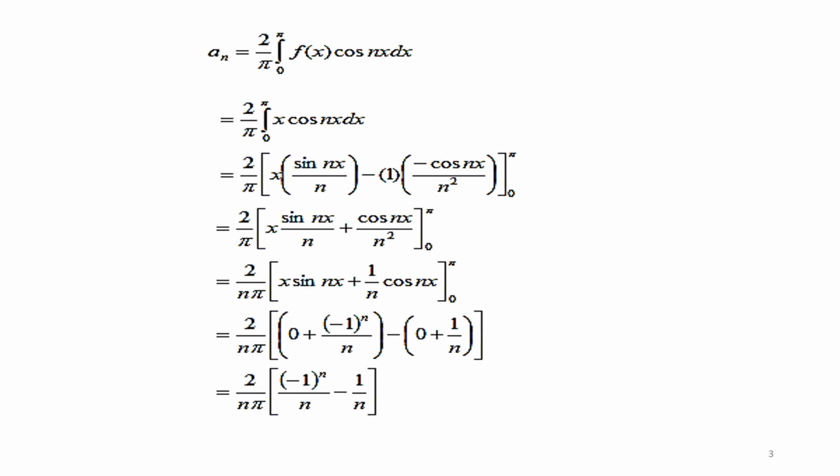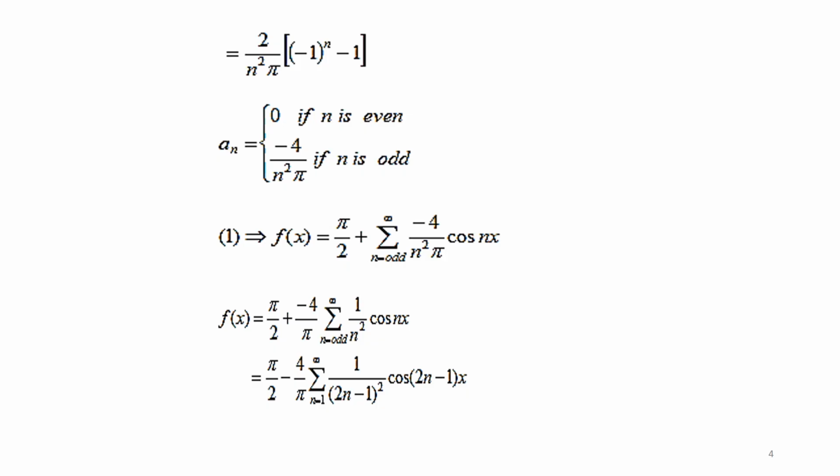Likewise, you have to find the value of a n. What is the formula of a n? 2 by pi integral 0 to pi f of x cos nx. So what is the value of f of x? x cos nx. It is in the form of uv, so use Bernoulli's formula. u is equal to x, u dash is equal to 1, and v is equal to cos nx, v1 is equal to sin nx divided by n, where sin nx by n can be again integrated into minus cos nx by n square. Substitute in the formula and you can solve this.